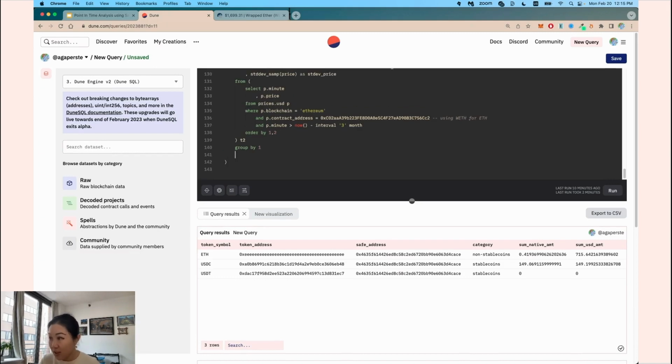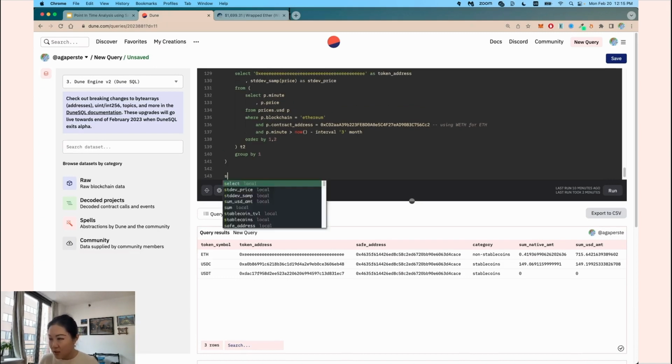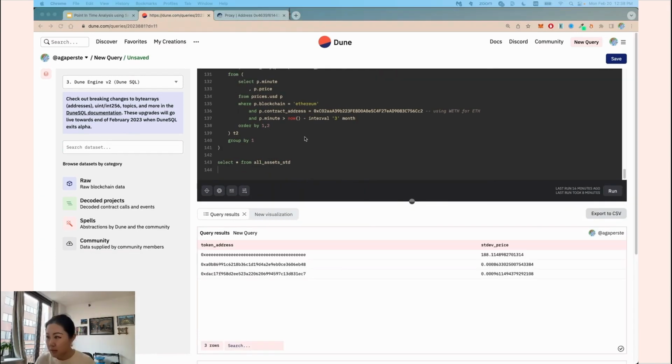Now let's just quickly test out the standard deviation. So select star from all assets standard deviation. So we have the volatility or standard deviation for these tokens. We know this is ETH, 188 standard deviation, and these are our stable coins. Very small standard deviation. Makes a lot of sense.